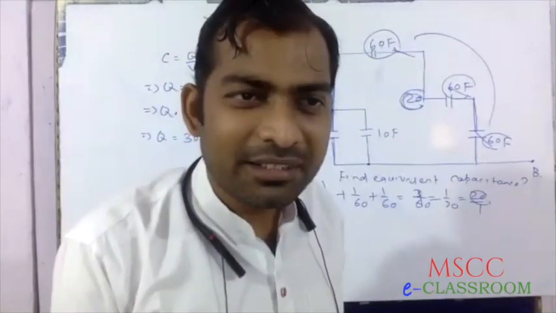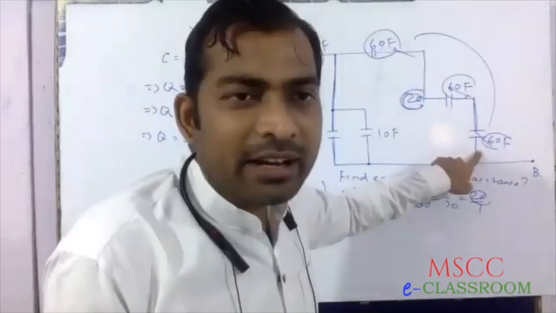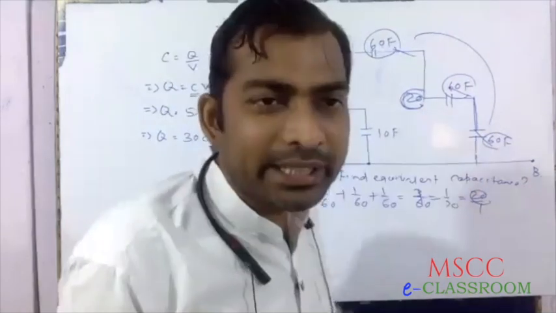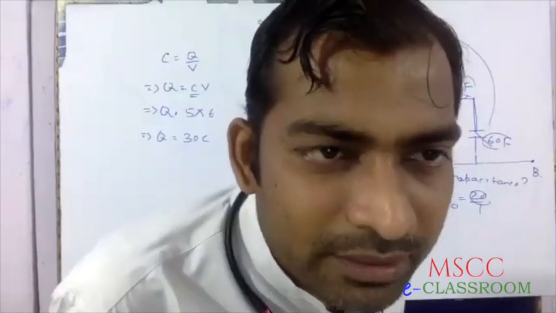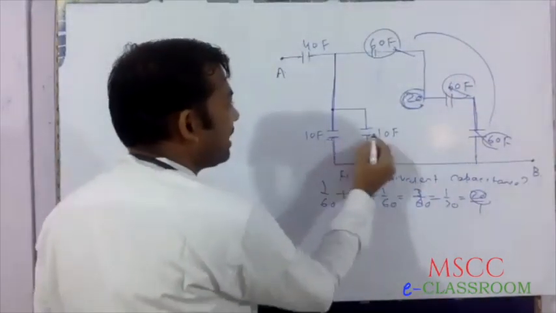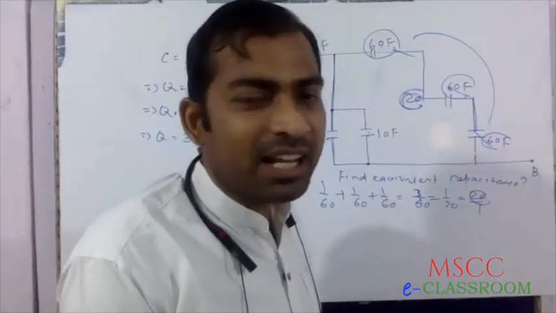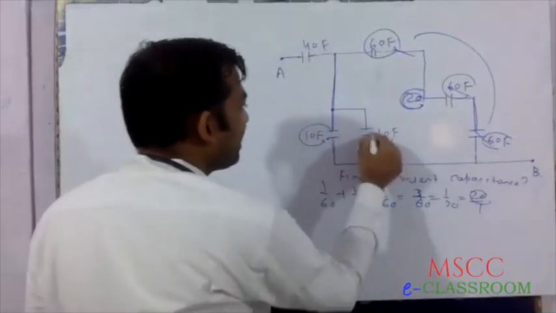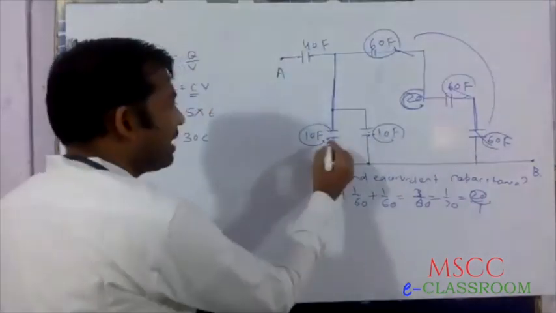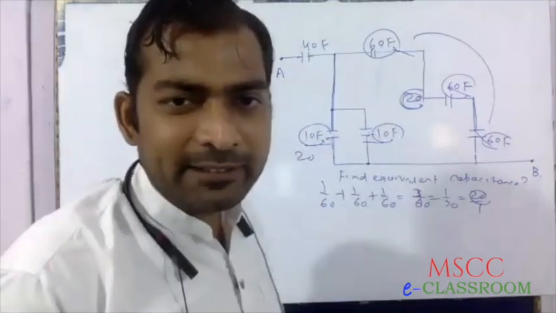Understand? Yes or no? These three are connected in series, that's why their equivalent capacitance is 20. Next, these two are in parallel combination. Therefore their equivalent capacitance, for parallel, is just addition: 10 plus 10, 20.